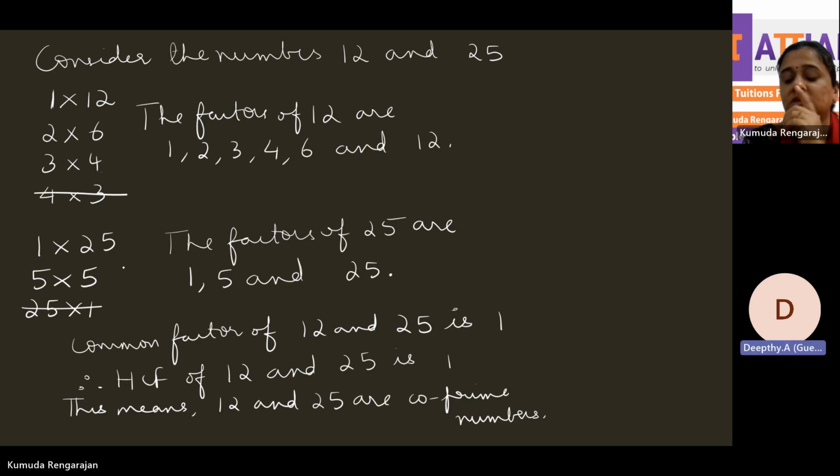Excuse me, ma'am. Ma'am, can I add the point that 12 and 25 are composite numbers? Yeah, you can mention that they're a pair of composite numbers which are co-prime numbers also.